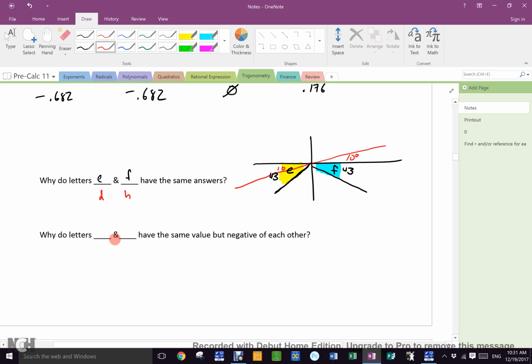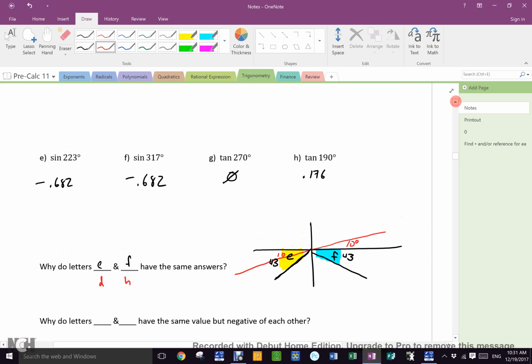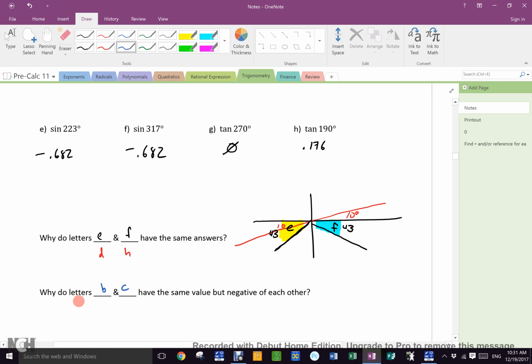What do you notice about the two that are the same numbers but negative values? What are they? B and C. And A, E, and F, right? We already talked about E and F being the same, so I'm only going to use A and E. Everybody cool? And I should have used green, a different color.